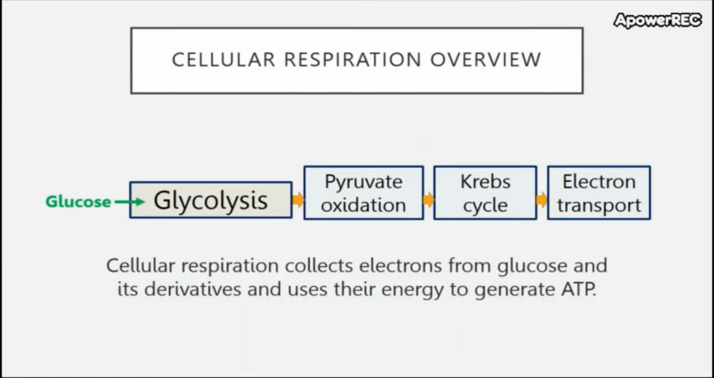So let's start with cellular respiration. Cellular respiration begins with glucose, which goes through glycolysis, pyruvate oxidation, the Krebs cycle, and finally the electron transport chain. In cellular respiration, electrons are collected from glucose and its derivatives and their energy is used to generate ATP.